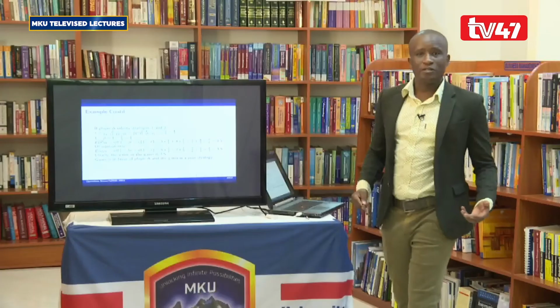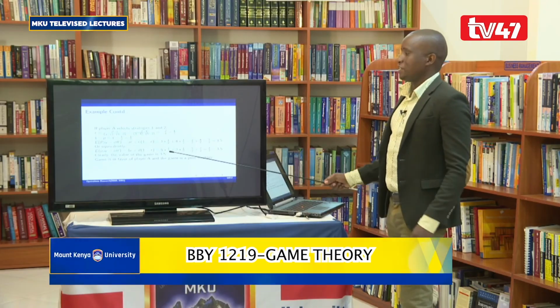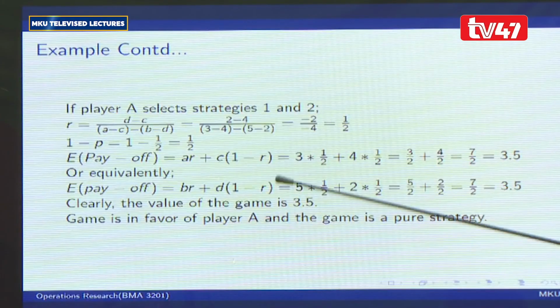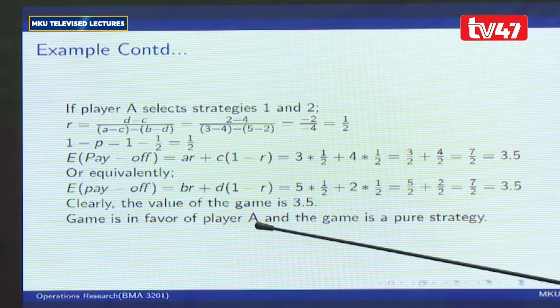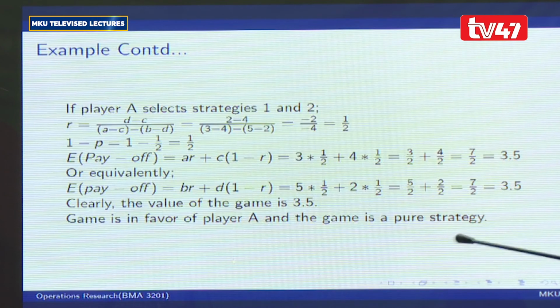So at least we know that the expected amount a player can get from the game is 3.5, and that makes the value of the game. The value of the game is 3.5. So we can make a conclusion. Which player is being favored by the game?